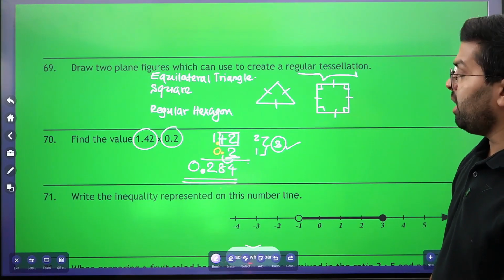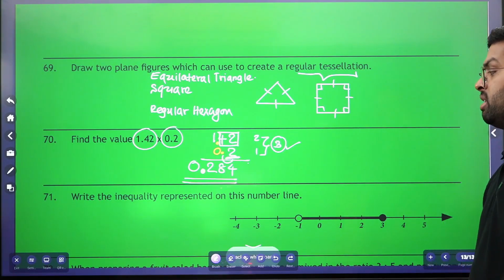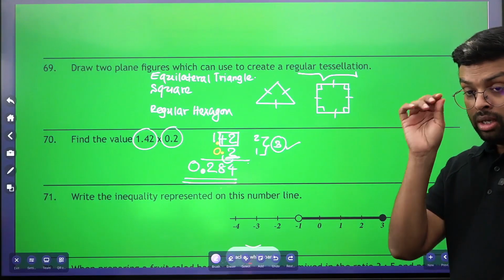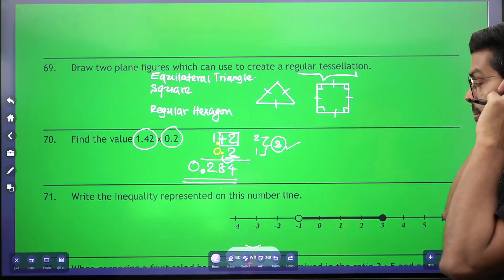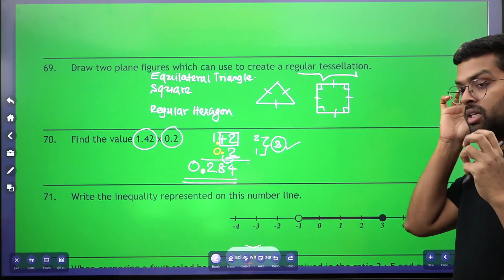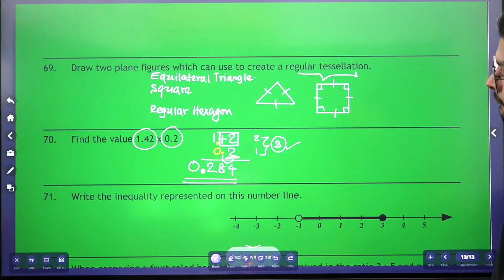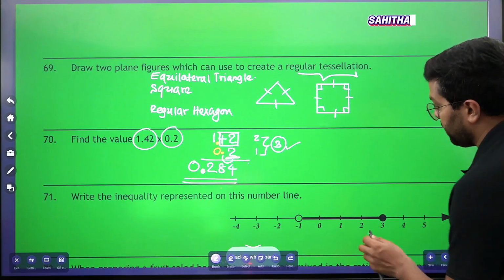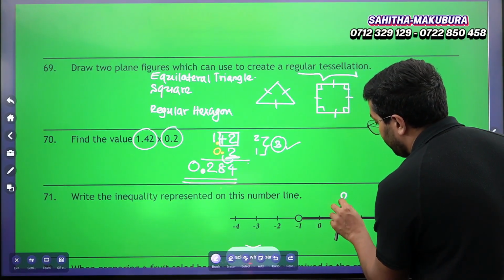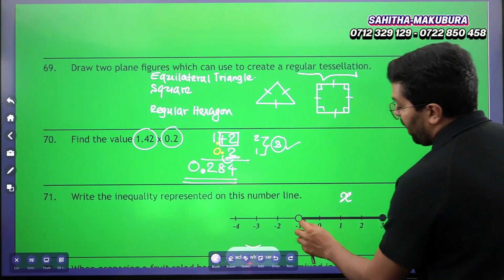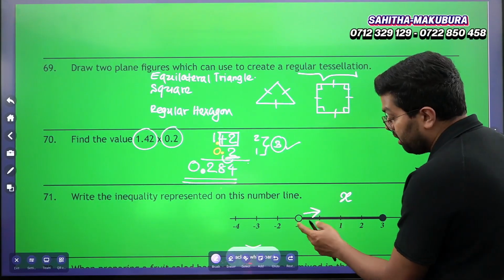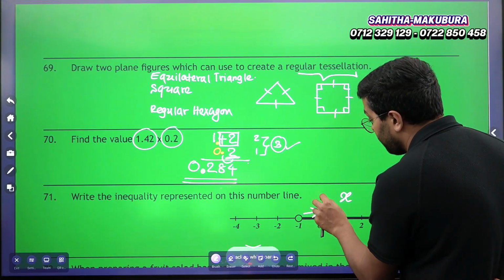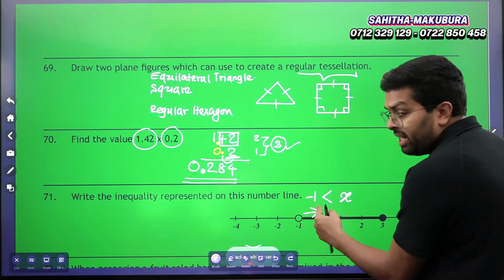Write the inequality represented on this number line. Here you go. We have a value x. The value of x is greater than minus 1. Now, how are we reading this?